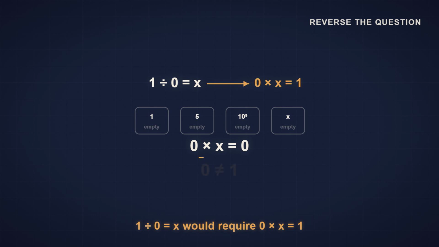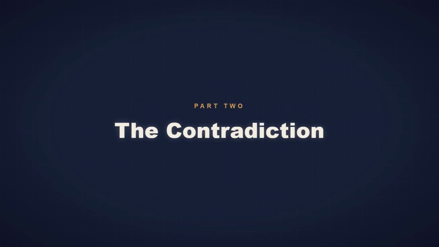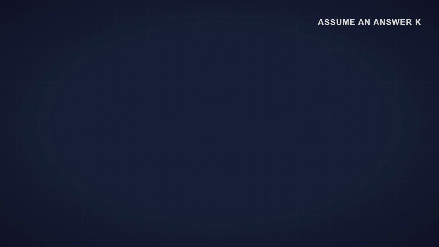Algebra says the same thing. 0 times x is always 0, so the division asks for a number x that makes 0 equal 1. It is not difficult to find. It does not exist. Trying to force an answer does not bend one rule. It breaks every number.